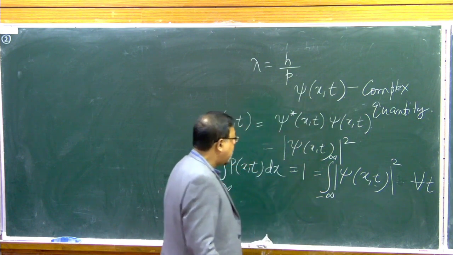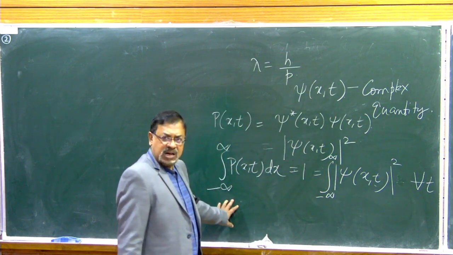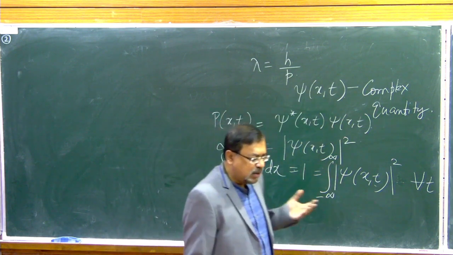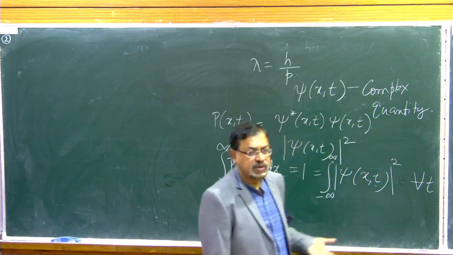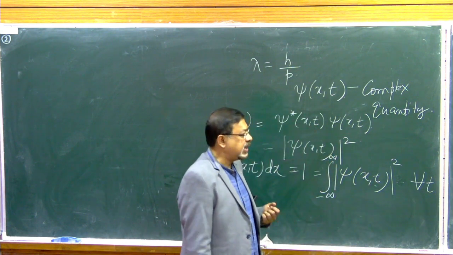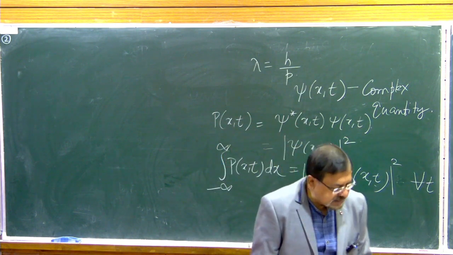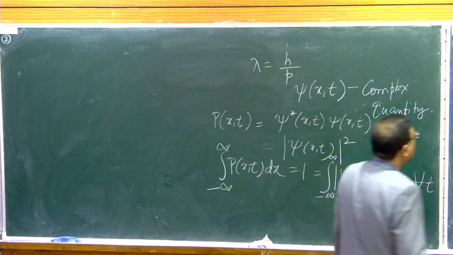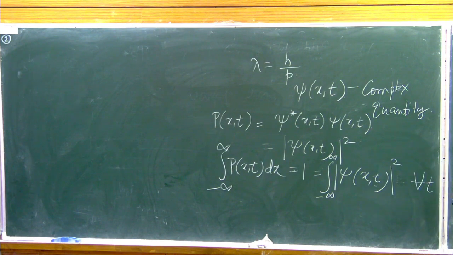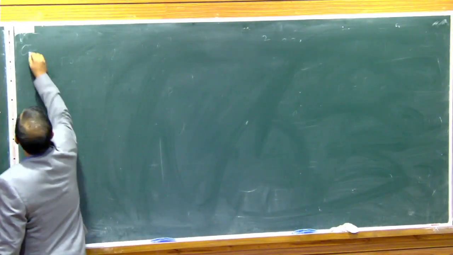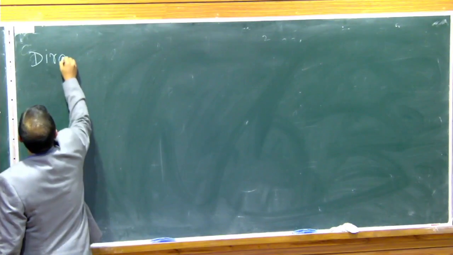Now Dirac is a well-known person who has contributed a lot to the development of quantum mechanics in those days, and he has introduced a notation which is really a shorthand notation, and we can go ahead with the notation here. So let's call it Dirac's notation.